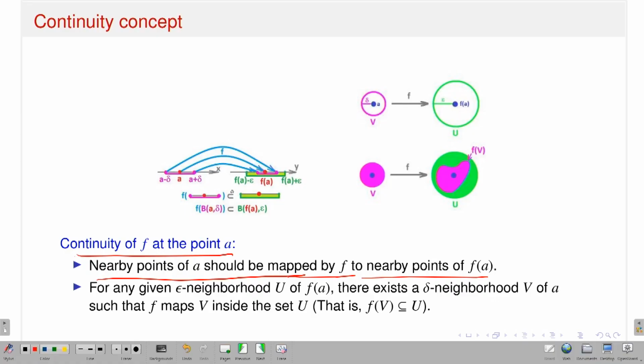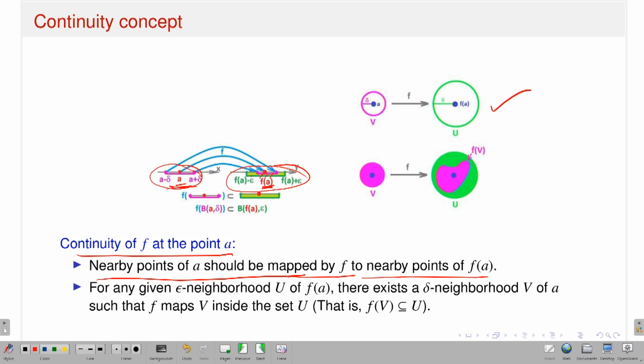Suppose for example here, I have a point a here, and I have a point f of a here. Given epsilon, consider the neighborhood of f of a, f of a minus epsilon to f of a plus epsilon. Therefore, there is a corresponding neighborhood a minus delta to a plus delta, such that the image of f of this full interval should be fully contained in here. That is exactly what I have written.